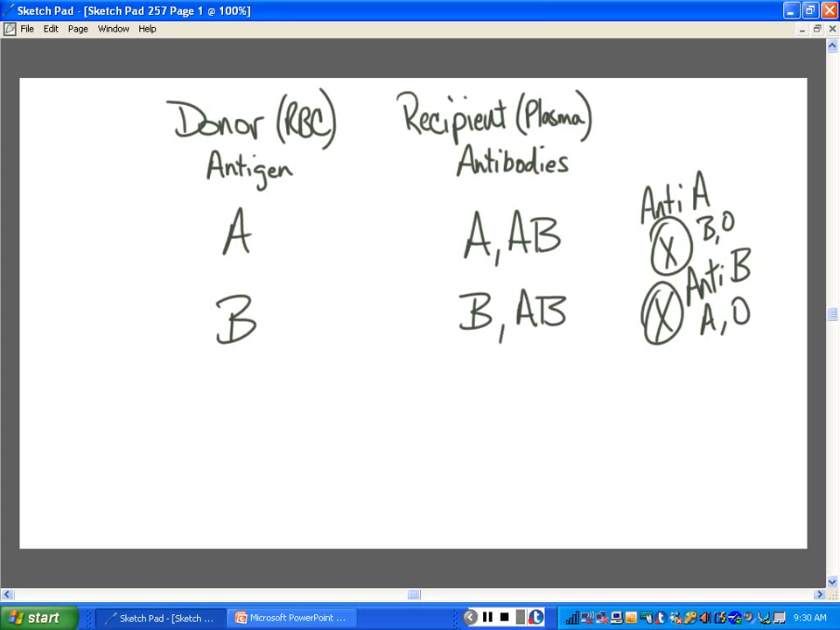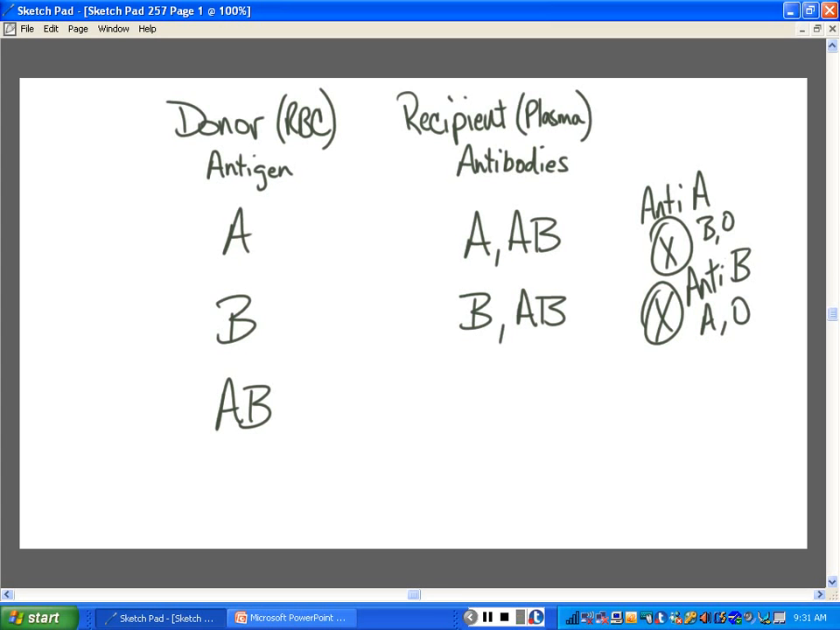Are you seeing a pattern here? You can donate blood to your own type and AB. Typically, that's how it works. So by that formula that I just gave you, you can give to your own type and AB. Who can AB give to? Well, that would only be AB. They can only give to AB. Why?